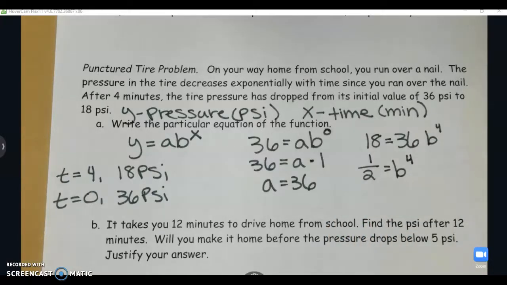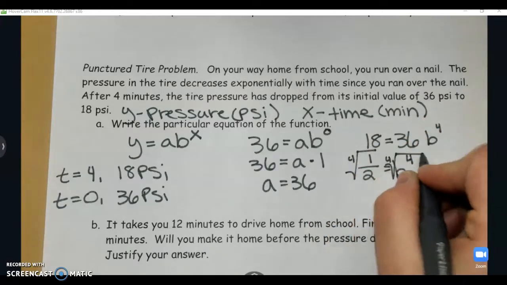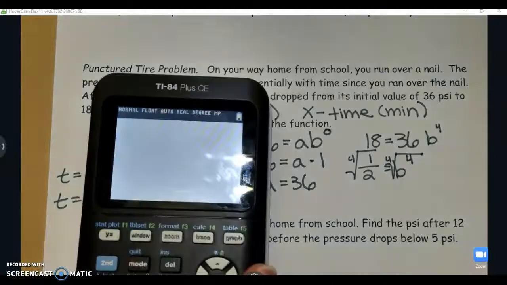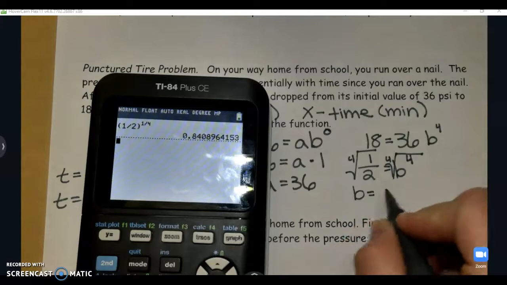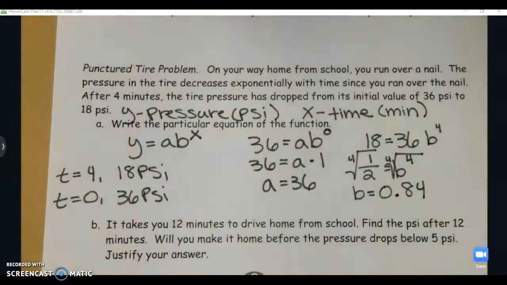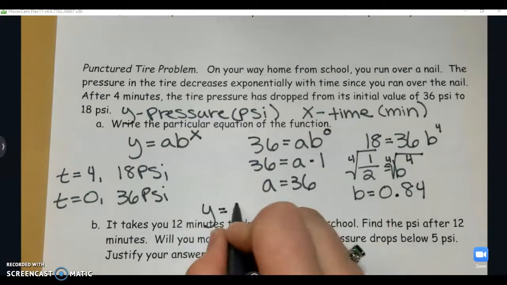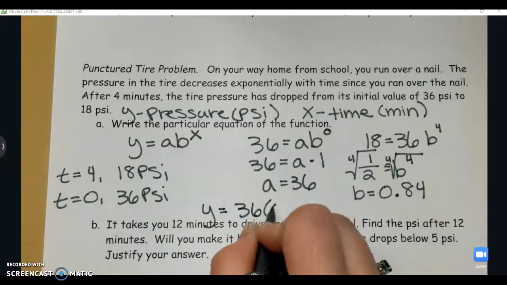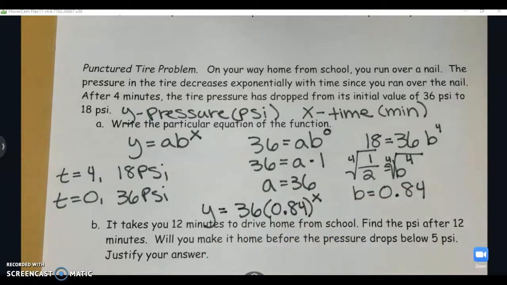So how do I undo that 4th power? I take the 4th root of both sides. And you can do that in your calculator by raising 1/2 to the 1/4 power. So 1 divided by 2 to the 1 divided by 4 power, and we get that b is, and we're just going to round to 2 decimal places, about 0.84. So the equation is going to be that y, our tire pressure, is equal to 36 times 0.84 to the x power, where x is time.